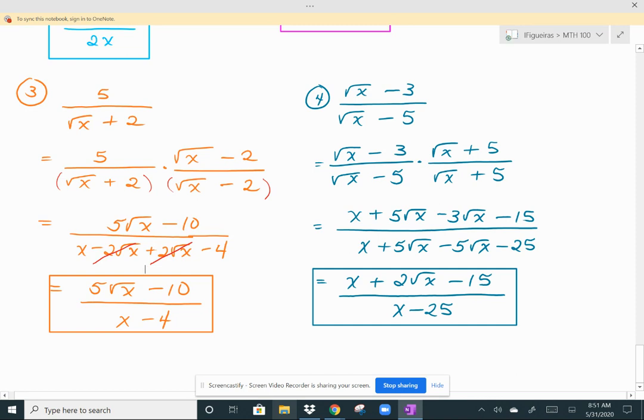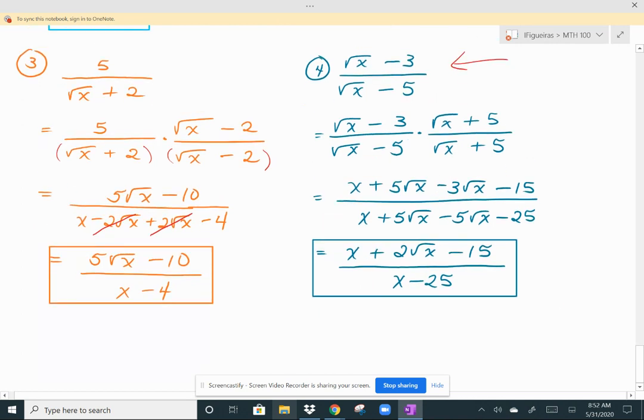Okay, so you know you're done because the radical that's still in the problem is in the numerator. It can't be simplified anymore, and my denominator has no radicals and nothing else can be simplified. Okay, here's another example of that technique. I have root x minus 3 divided by root x minus 5. So the conjugate of the denominator is root x plus 5, and you multiply that on the top and on the bottom.